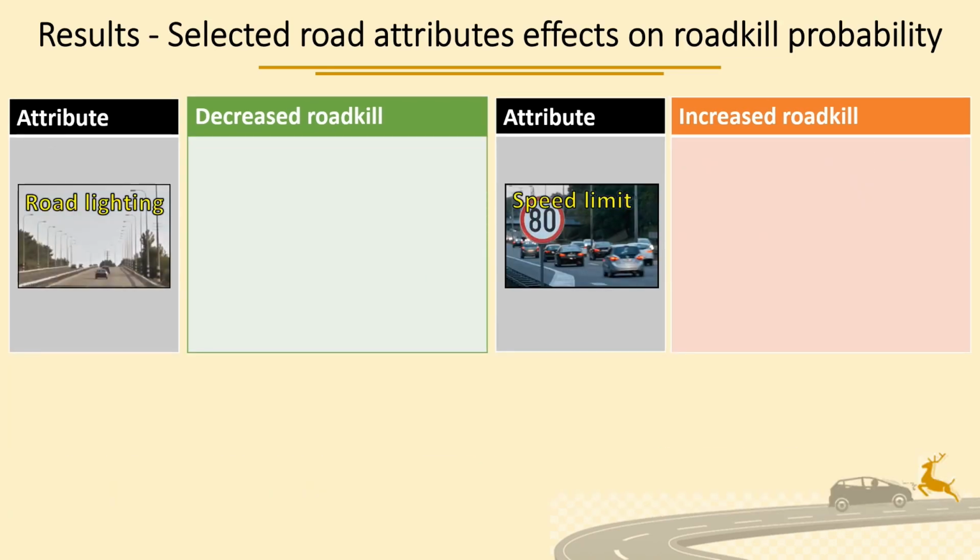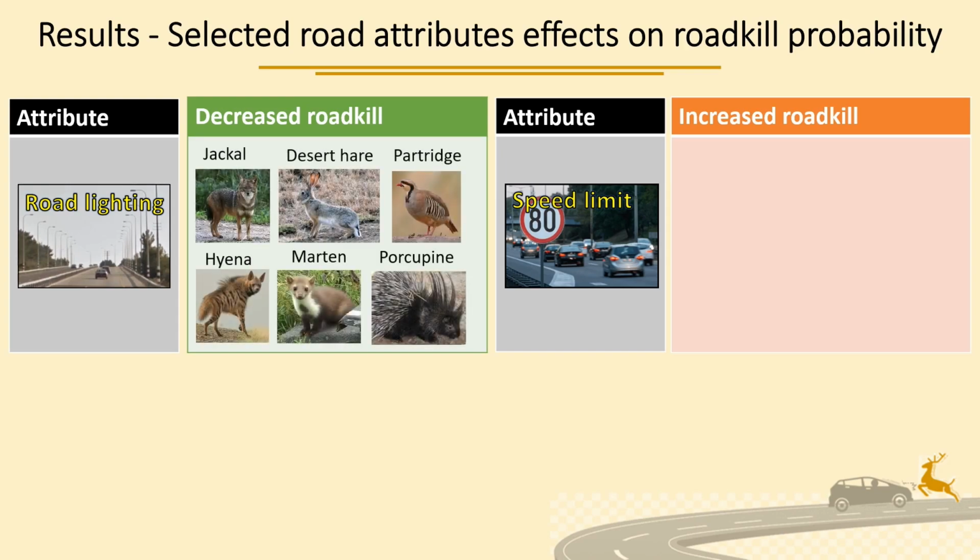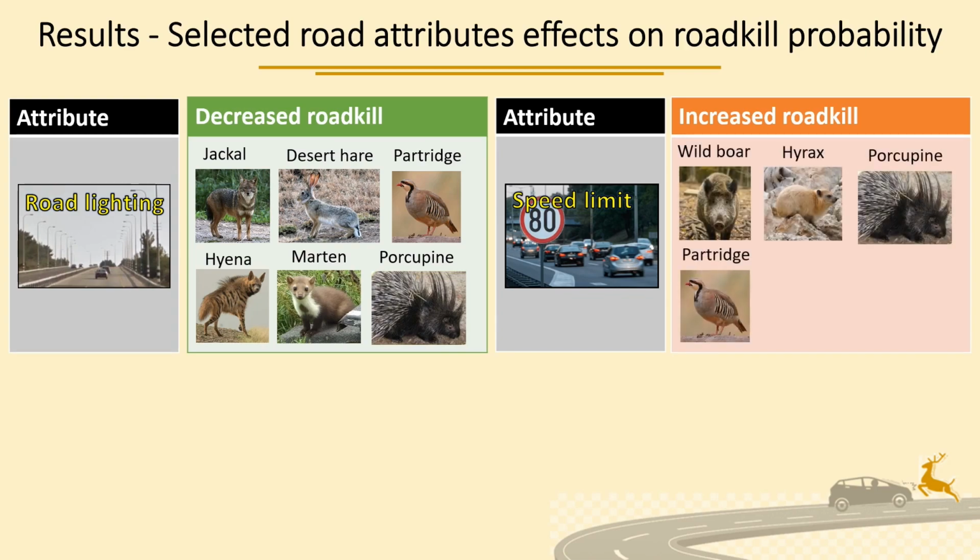We also found that road lighting decreased roadkill of the following 6 species, while increasing speed limit caused increased roadkill for these 4 species.